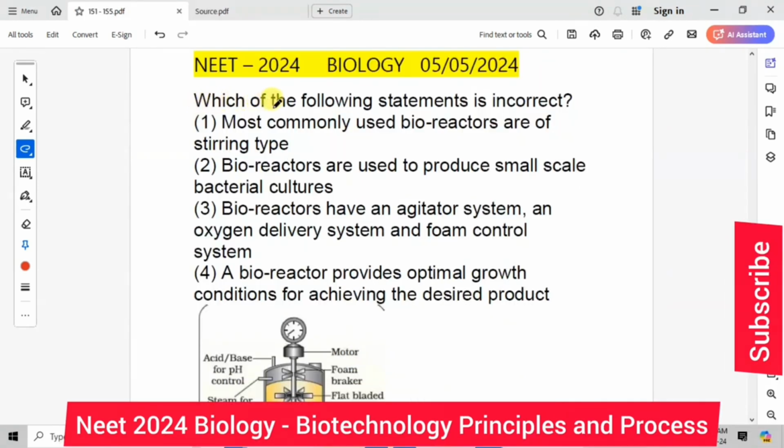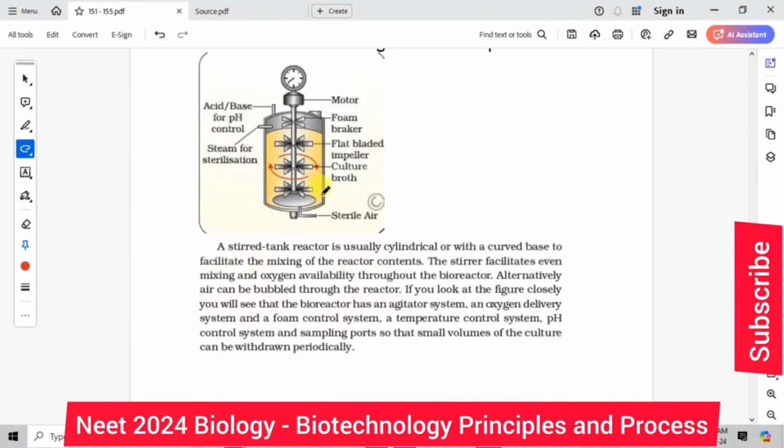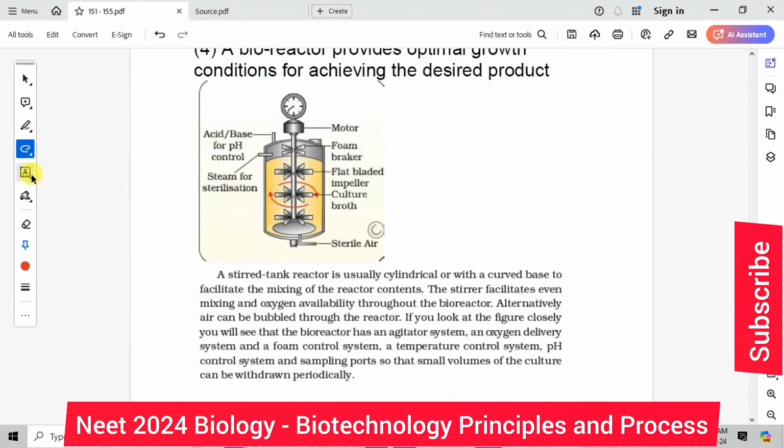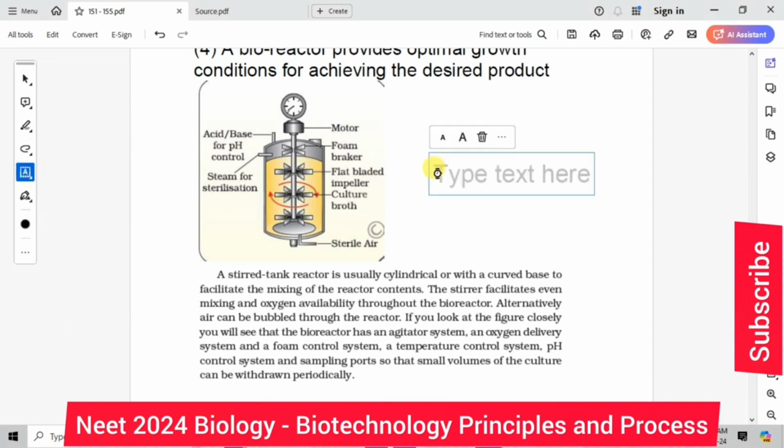Which of the following statements is incorrect? And the wrong one is option 2, which is the answer. The bioreactors are used to produce small scale bacterial cultures. Sorry, it's the wrong one. And you can see the NCERT statements here, the NCERT topic from the chapter known as biotechnology: principles and process.